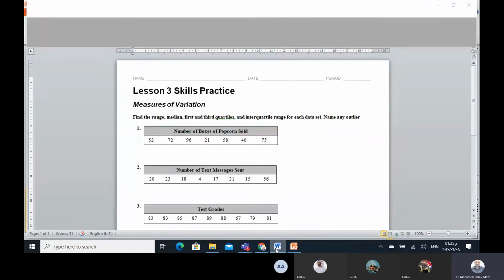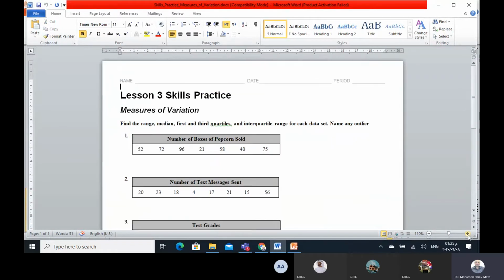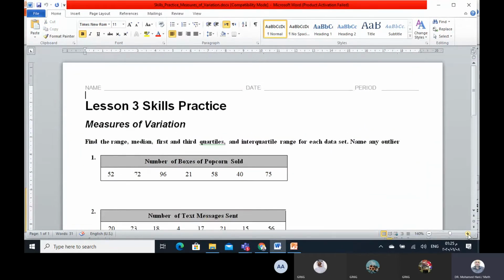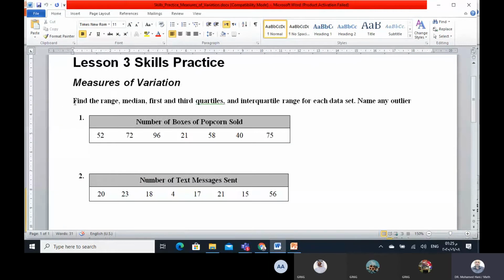Now we have a worksheet. Prepare any paper, any notebook, and try to solve with me. The question here: find the range, then median, then the first and third quartiles, and interquartile range for each data set. Name any outlier, if we have an outlier. The first question, we have here number of boxes of popcorn sold, and we have here the data. So try now to find the range. You have 3 minutes.